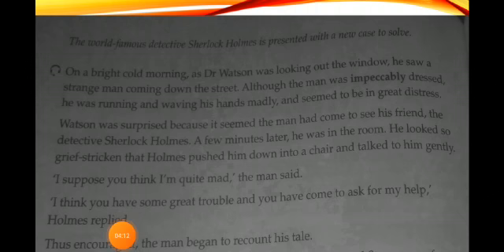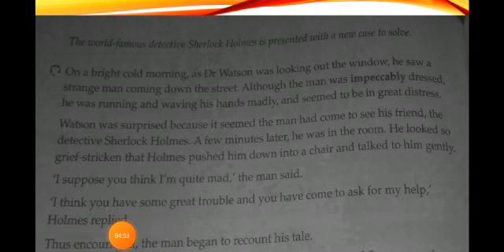and was running and waving his hands madly, so that anyone can make out that he was in great distress. Dr. Watson was surprised because the man seemed to have come to see his friend, Sherlock Holmes. A few minutes later, he was sitting in their room. Holmes observed that the man was in some kind of trouble, so he tried to talk to him very politely.